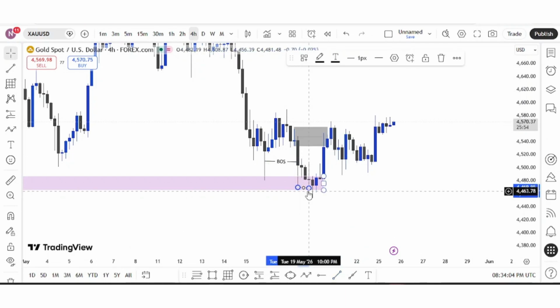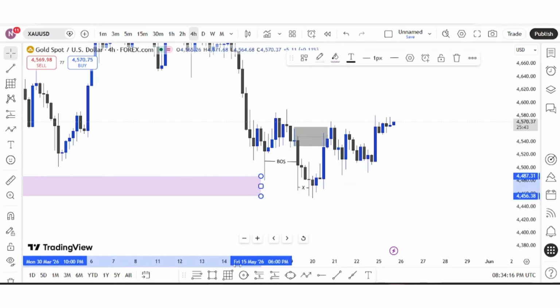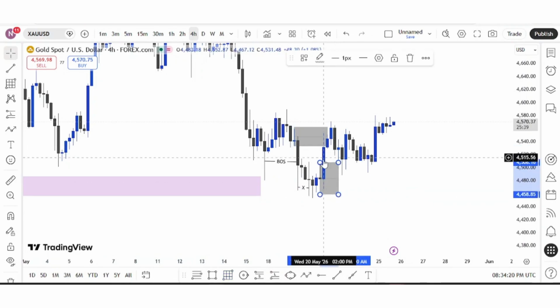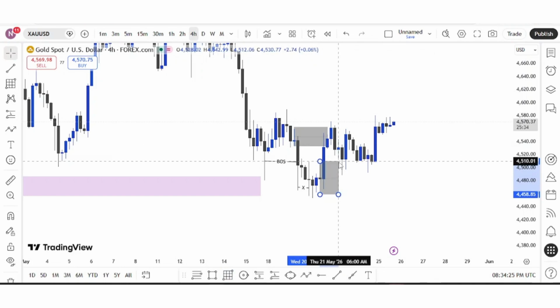After price swept this liquidity, price moved up with an impulsive move, leaving behind this order block. Price left behind this order block with an imbalance with this fair value gap. So what happened? Price retraced back into this fair value gap, giving us an internal break of structure.